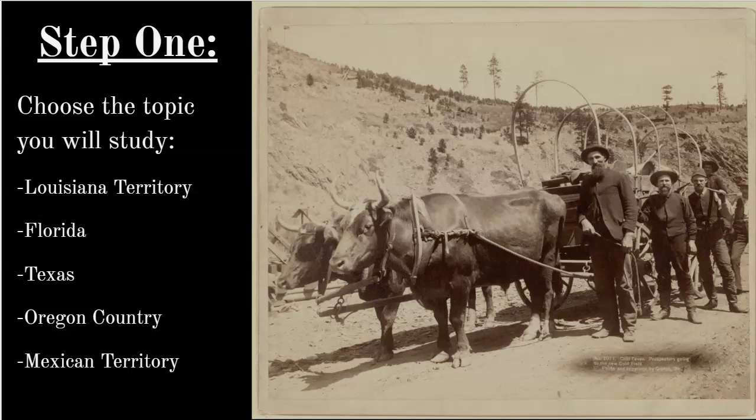The first step is to choose which topic you want to study. You've got a lot of choices on this project. You get to choose which topic you want to look at. So these are the 5 territories here that the United States acquired during Westward expansion. We've got Louisiana Territory, Florida, Texas, Oregon Country, and the Mexican territory. So that's your first step, is just which topic do you want to study? What sounds interesting to you?